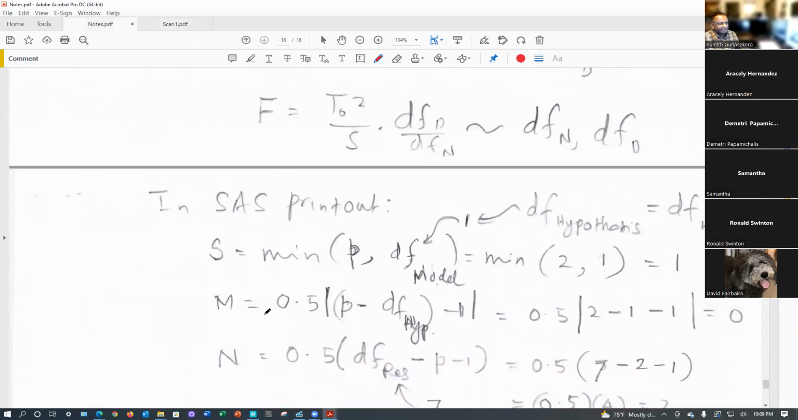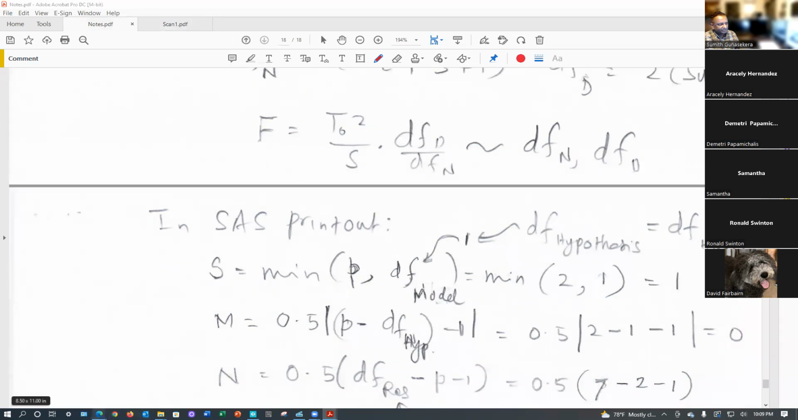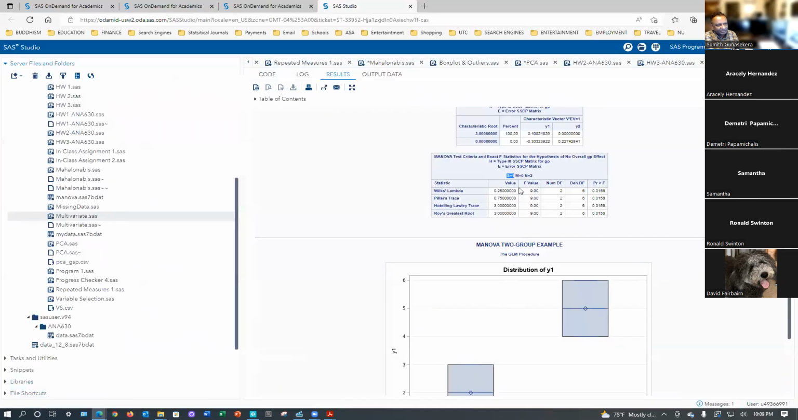Yeah. The next one, M. M is 0.5 times P minus the degrees of freedom of that model minus 1. So the degrees of freedom of the model is 1 in various cases. 2 minus 1 minus 1 is 0. So on the printout, if you go ahead and look at it, that would be 0. Okay, 0.